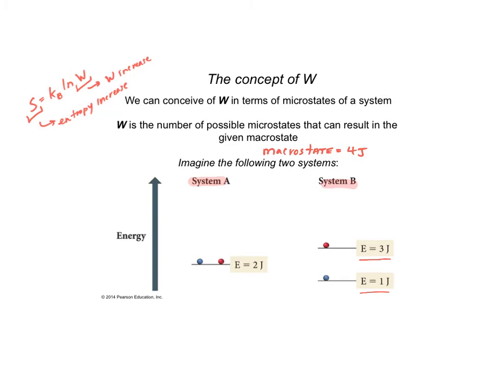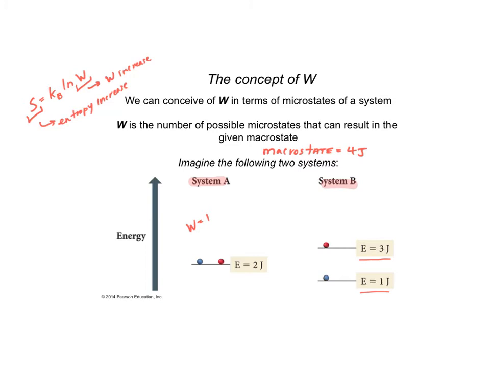Now, if we consider system A, how many different ways could we arrange these 2 molecules to obtain that overall 4 joule macrostate? Is there any way that we can arrange this besides the way it's already being arranged right now? No, right? The only way that we can arrange these 2 molecules, because we only have 1 energy level, is the way that we are showing on the screen. And so W, the number of microstates for this, would be 1, okay?